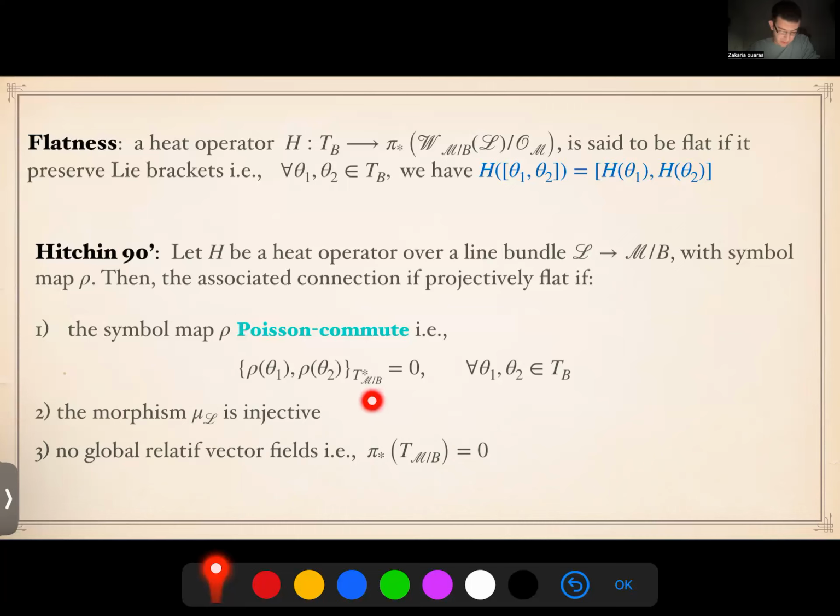If you take the relative cotangent bundle, it is naturally a symplectic manifold by the Liouville symplectic form. And rho of theta1 and rho of theta2, for any section theta, local vector field on B, is an element of the symmetric vector fields, but you can identify this space with order 2 functions on the cotangent space. So this Poisson commutativity is well defined. If you have the three conditions, you have the flatness.